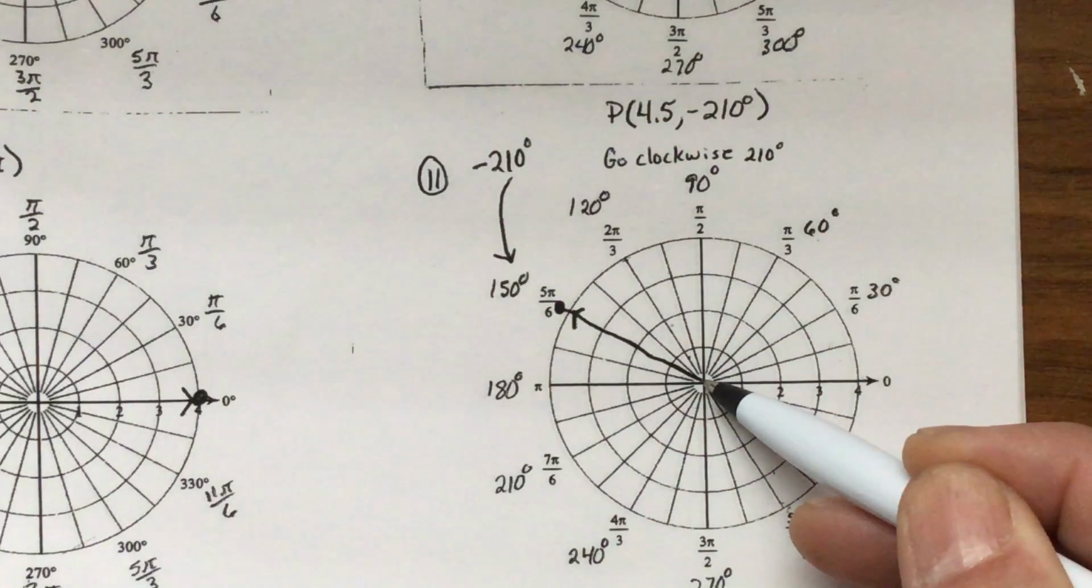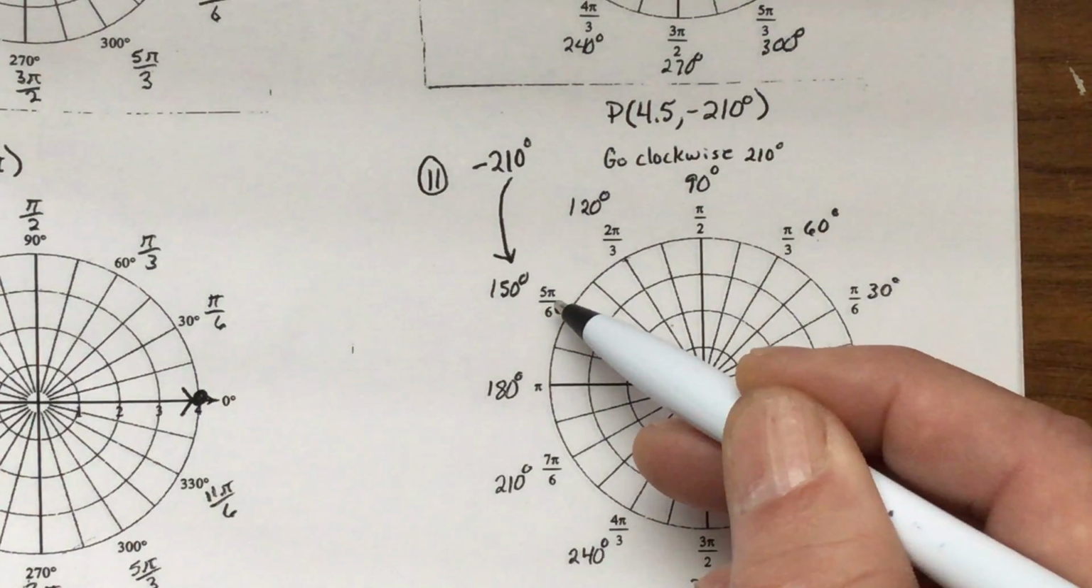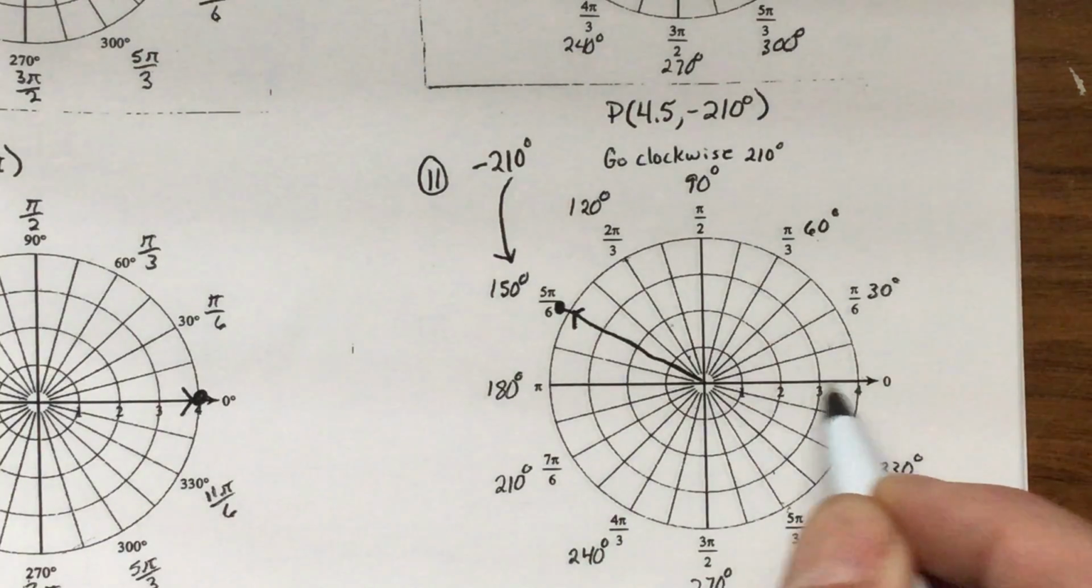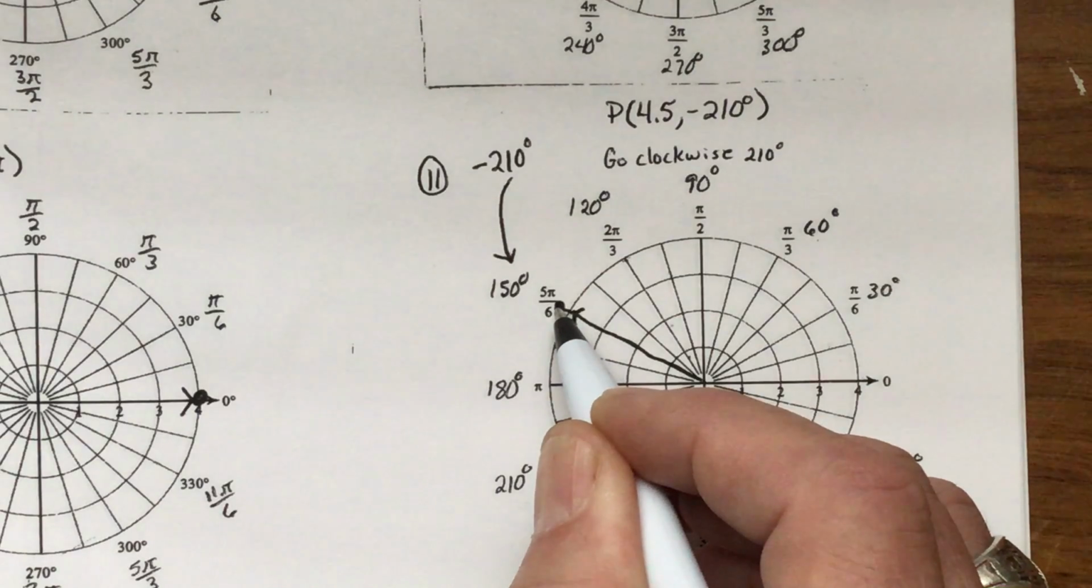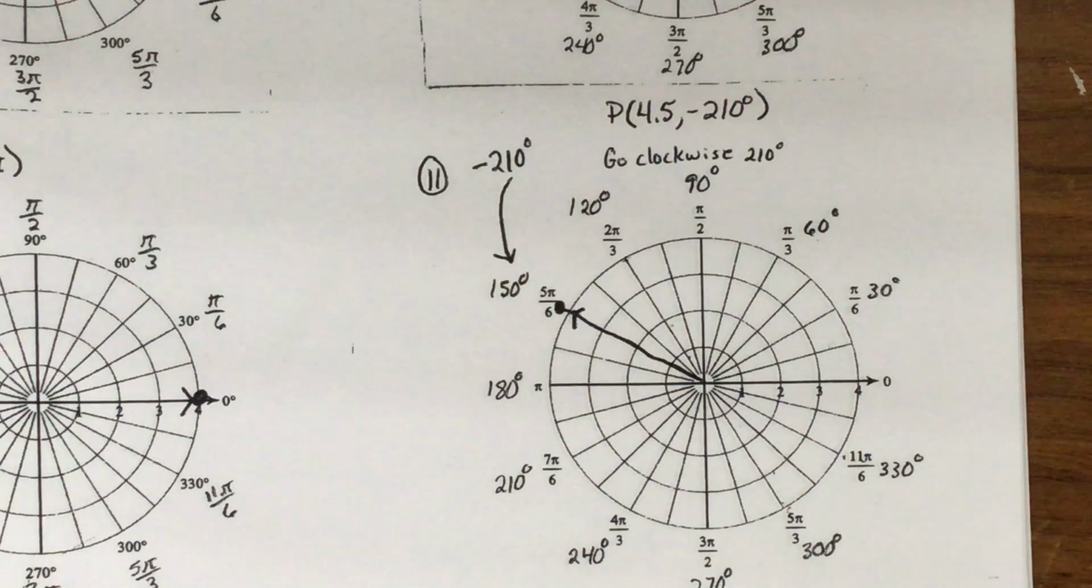And now from the origin, I'm going to go 4.5. See, my measures stopped at 4. So I have to go another half, put my point, and there it is.